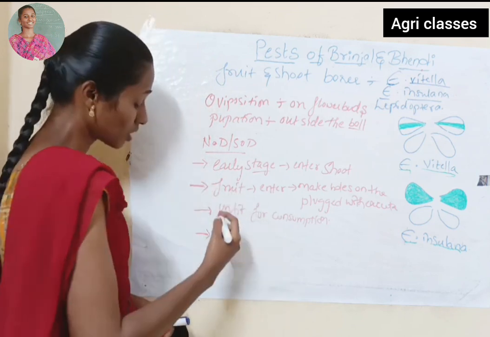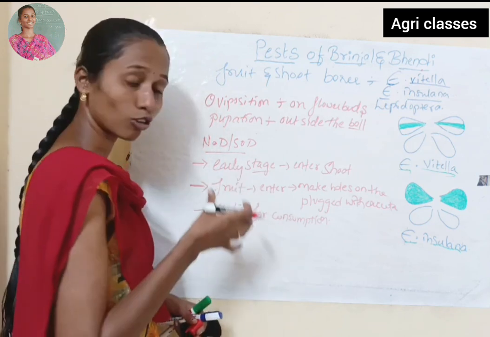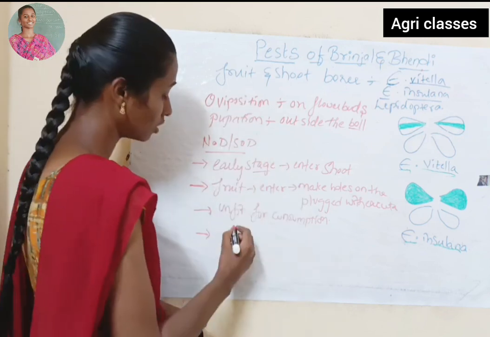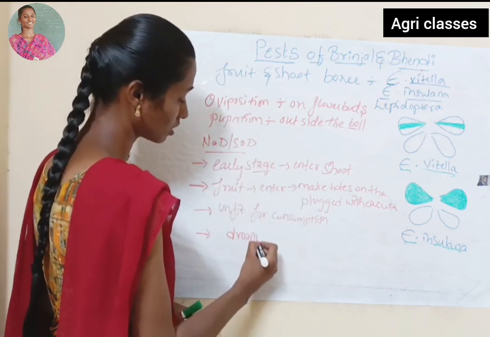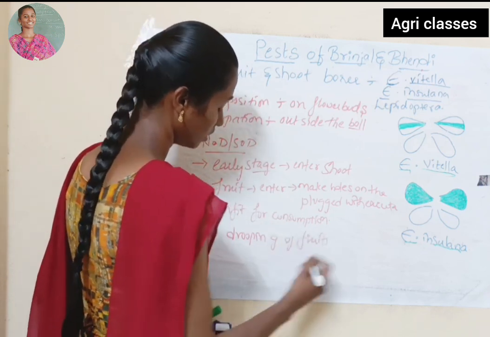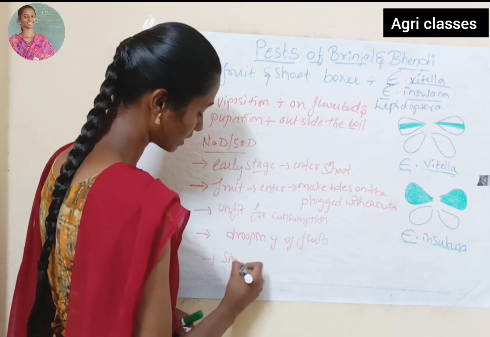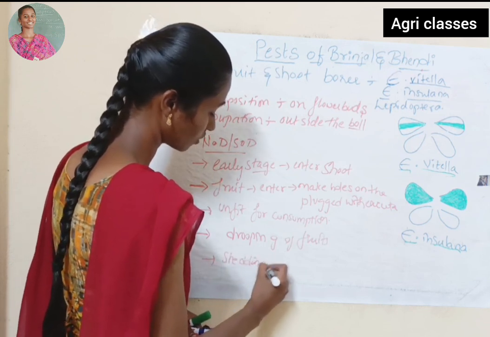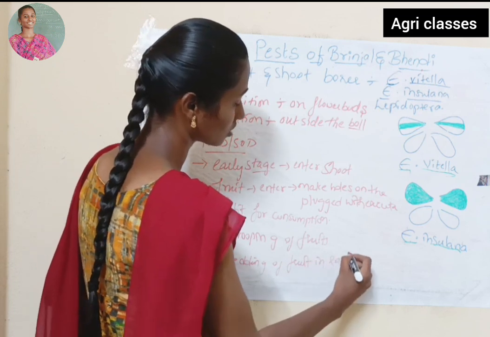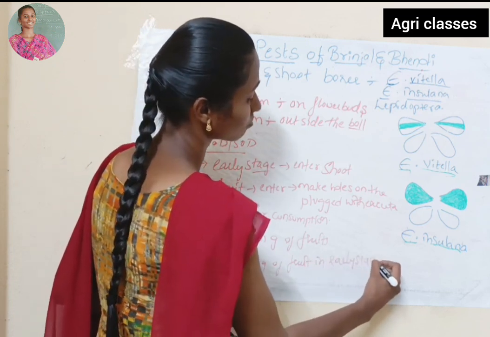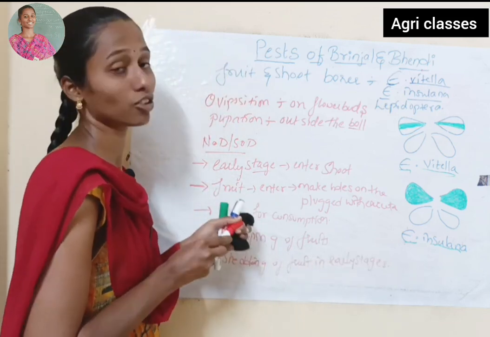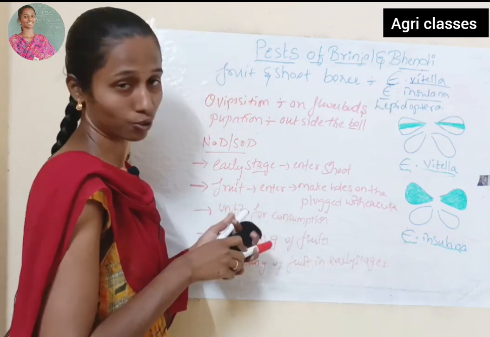And next, due to the attack of fruit and shoot borer, we can see the drooping of the fruits, leaves, and shedding of the fruits in early stages due to the damage. So these are the main symptoms and nature of damage of the fruit and shoot borer.